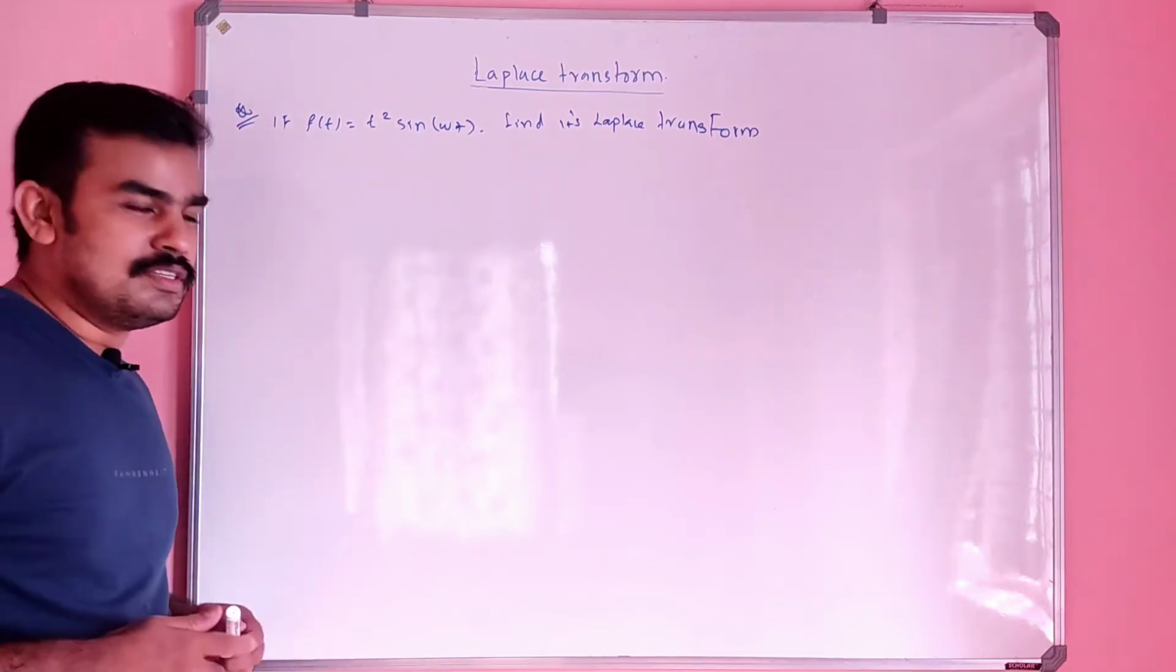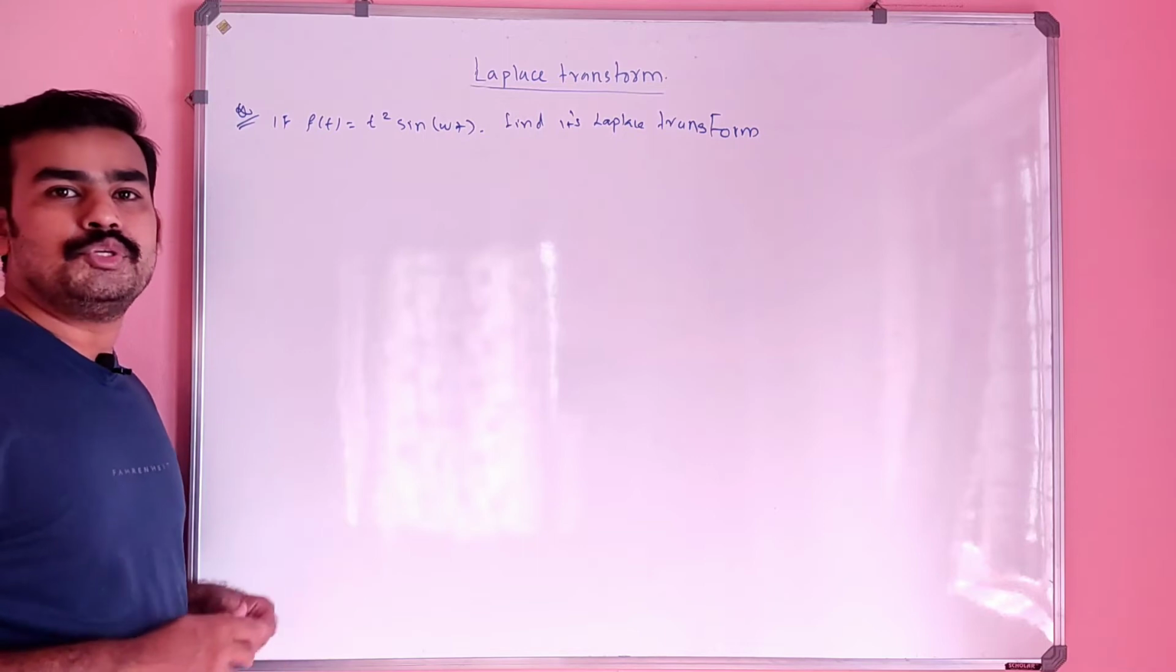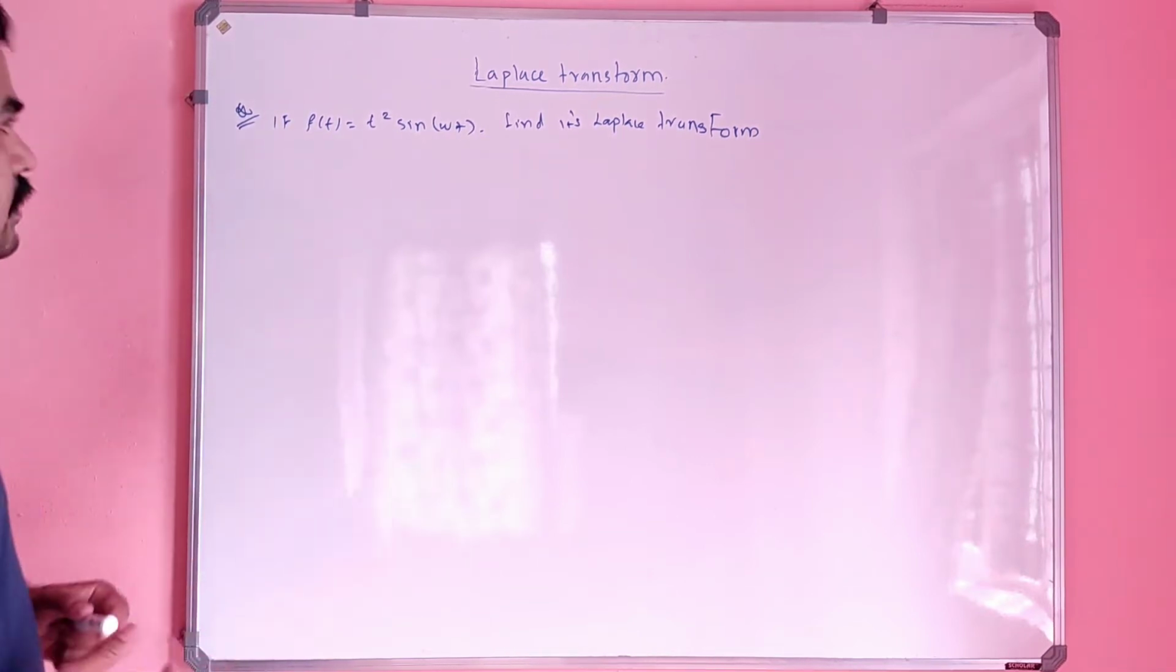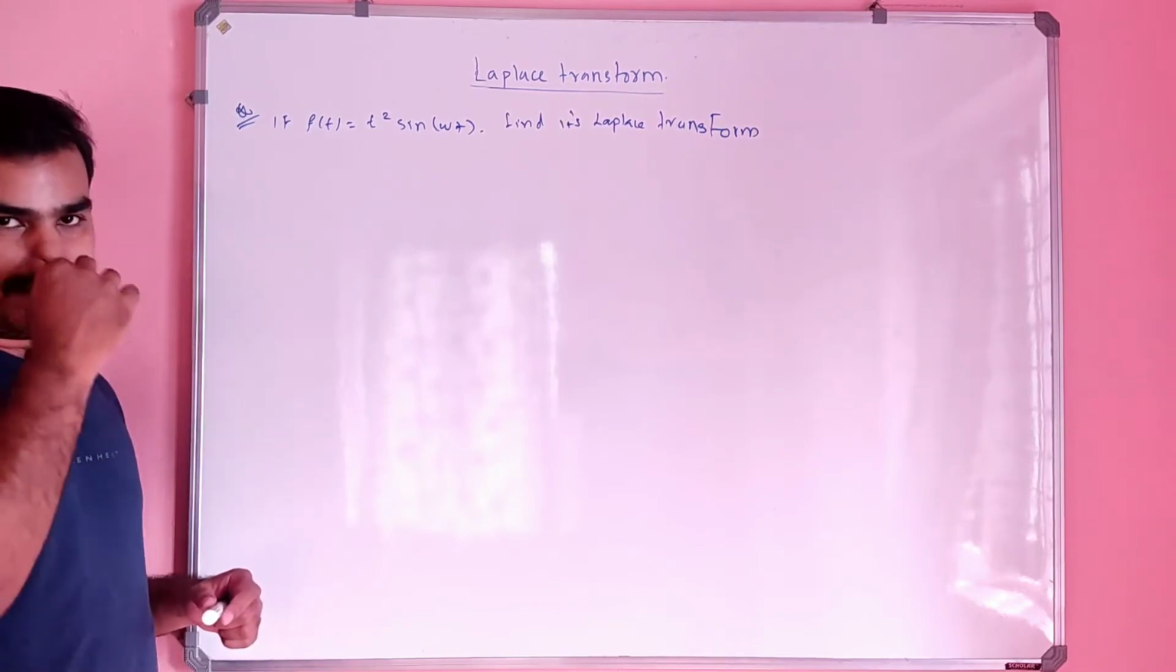Okay, how can we do this? What equation can you use for solving such type of question in Laplace transform? F of t is equal to t square into sin omega t. How can we start?